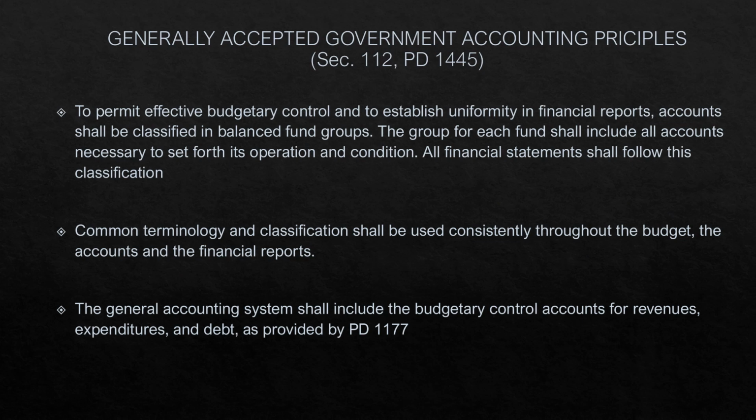To permit effective budgetary control and to establish uniformity in financial reports, accounts shall be classified. So, all financial statements shall follow this classification. So, the COA shall prescribe these classifications. Common terminology and classifications shall be used consistently throughout all budget, accounts, and financial reports. And of course, the general accounting system shall include the budgetary control accounts for revenues, expenditures, and debt. So we will soon later on learn all about them.